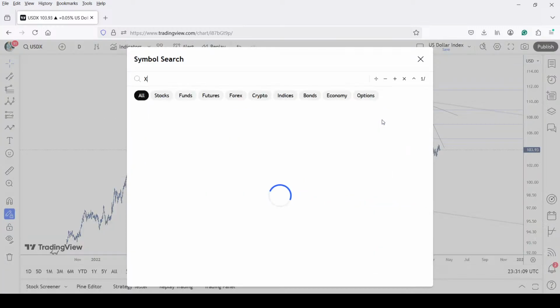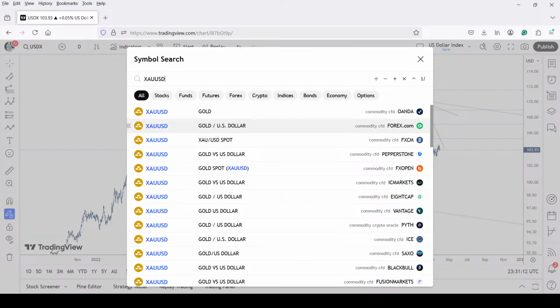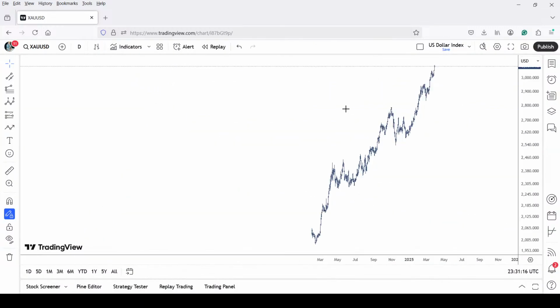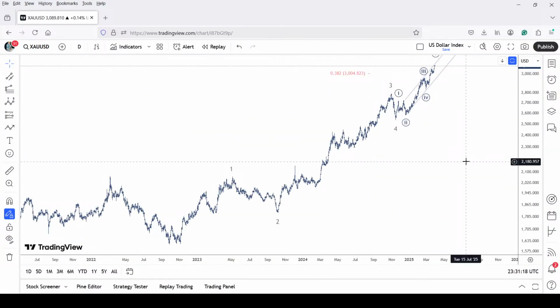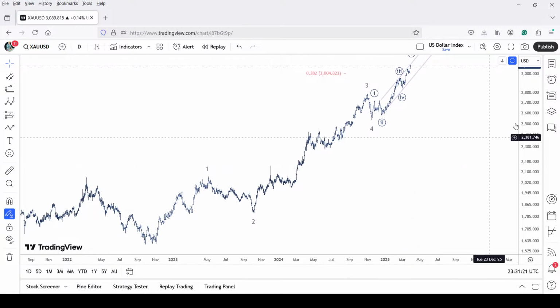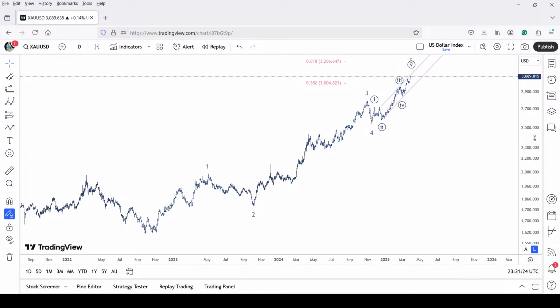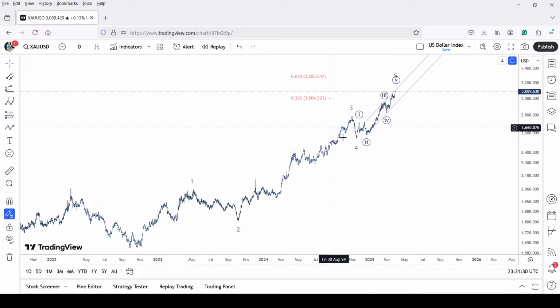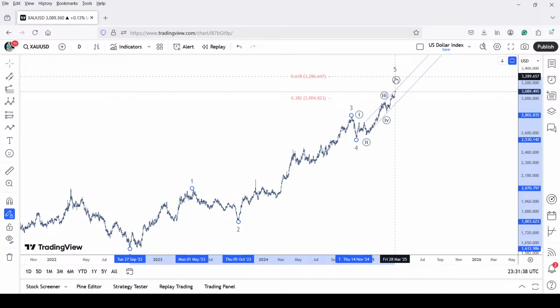Now let's flip the chart to gold. The daily chart in gold is also emphasizing a story which is more or less coming to an end as we speak. Minor degree waves one and two and three and four are looking complete, and minor degree wave 5 is in place, is unfolding actually. Now, minor degree wave 5, the Fibonacci extensions are truly pointing towards 3200 levels, so maybe 3286.